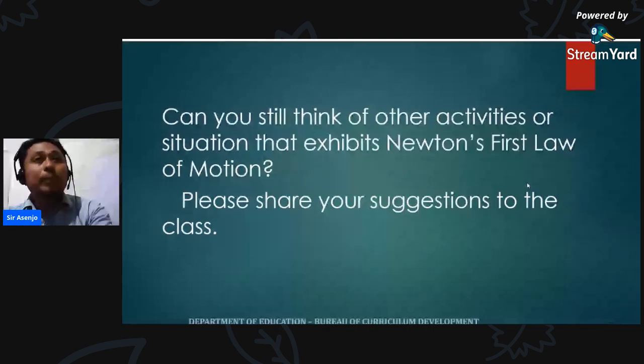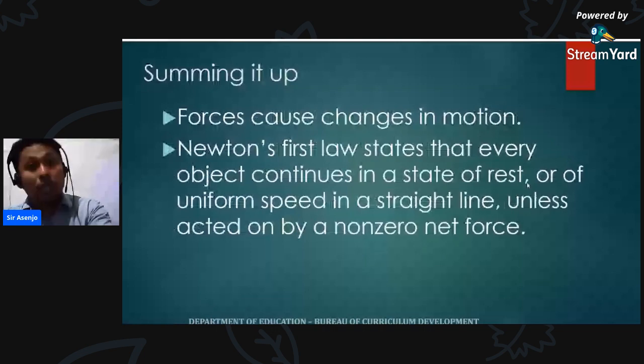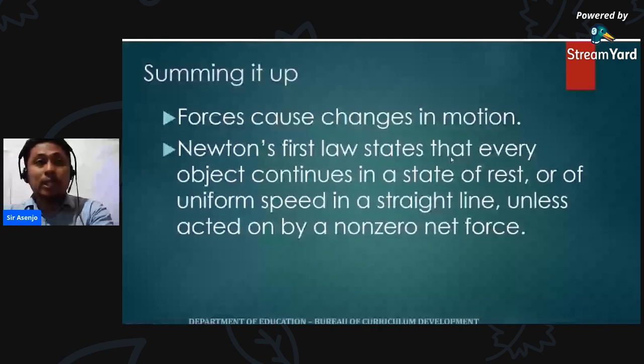So, summing it up: forces cause changes in motion. Remember, forces cause changes in motion. Newton's first law states that every object continues in a state of rest or of uniform speed in a straight line unless acted on by a non-zero net force.